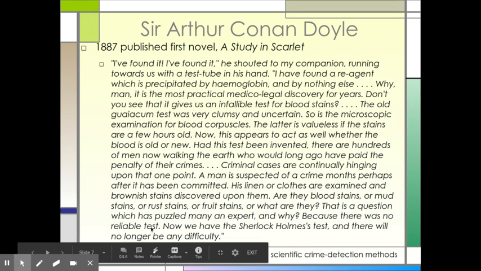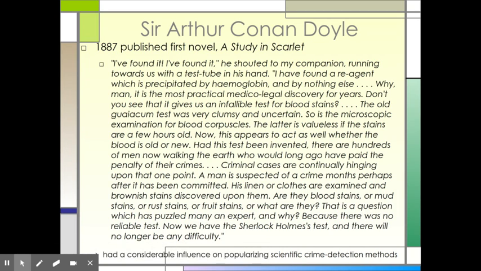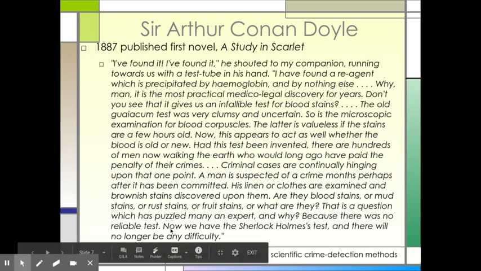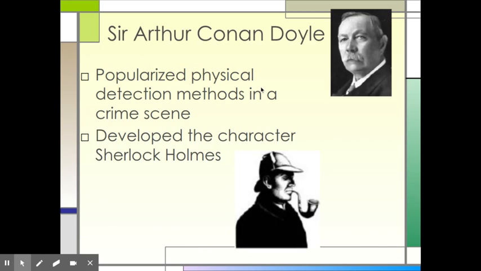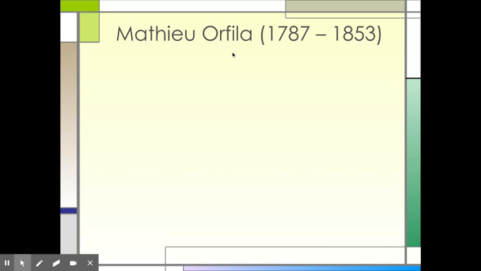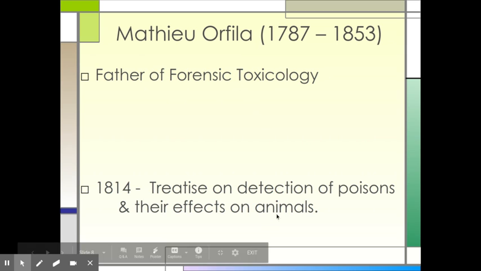Okay? So technology starts to advance to solve crimes by developing reliable tests that are scientifically valid. That's a big point, scientifically valid, so that a prosecutor can use them in a court of law. He starts this whole process here as a fictional character. Matthew Orfila took it a little bit further here, having started with the detection of poisons.